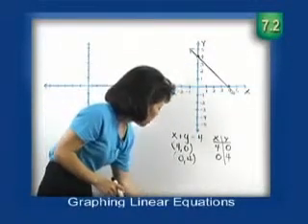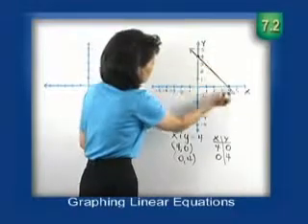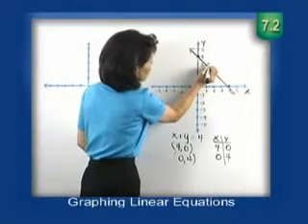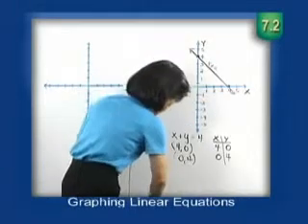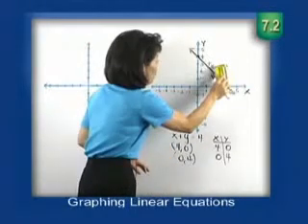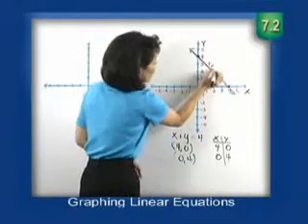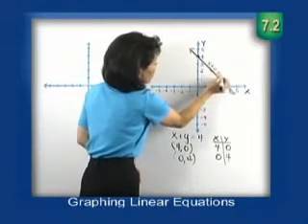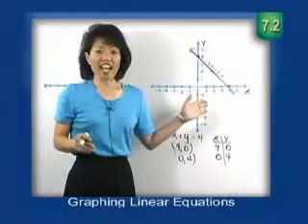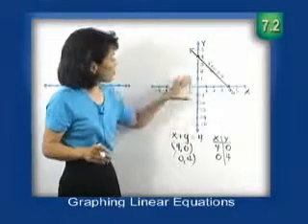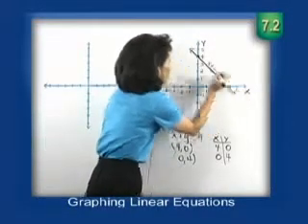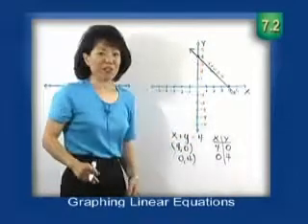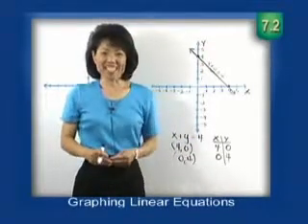Now, to clarify that this is the graph of x plus y equals 4, we'll actually write our equation, x plus y equals 4, right there on the graph, so that when we look at the graph in this coordinate system, we know right away that the equation of this line is x plus y equals 4. Do you get the idea?